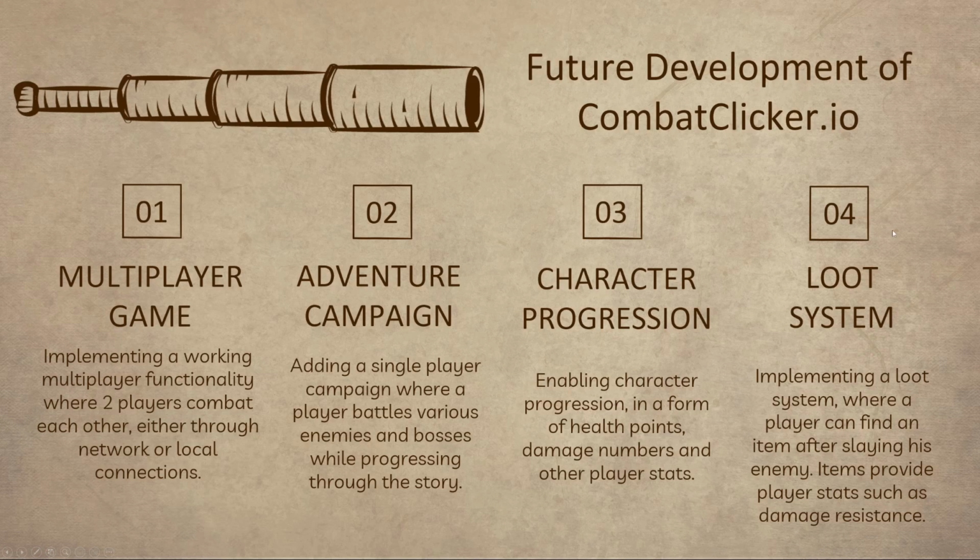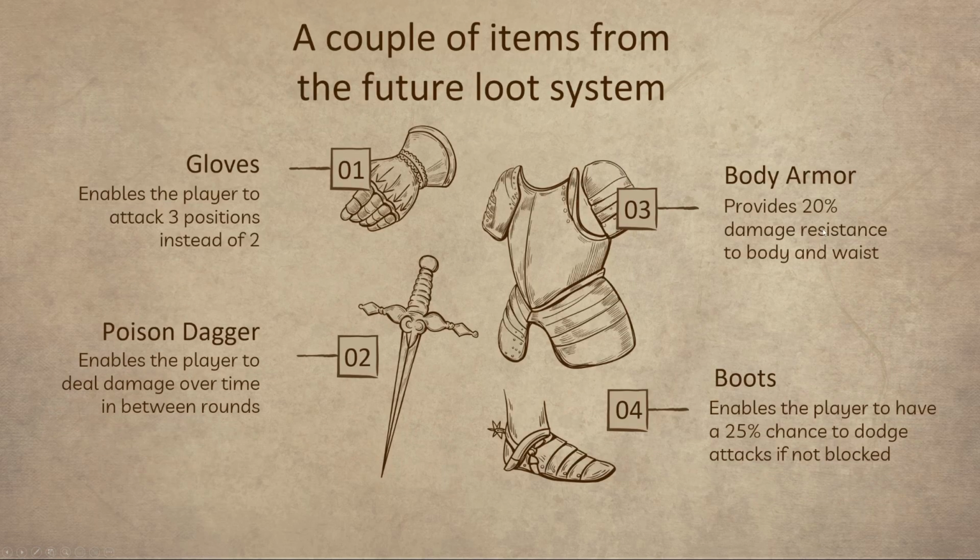And then finally, we would have a loot system, which is the most interesting addition to the game. So every time you would defeat the rat, for example, you would have an option. It would be possible to drop an item, for example, a dagger or boots, and it would change the functionality of your character and how it behaves and stats. Just a few examples of the loot system: you could slay a rat, and you could drop a poison dagger. And this poison dagger, if you equip it, will allow you to do damage over time.